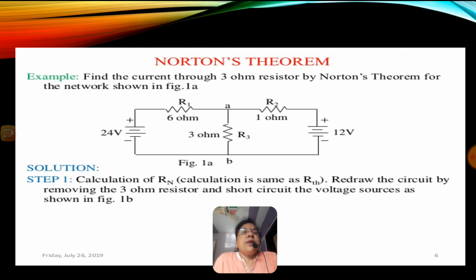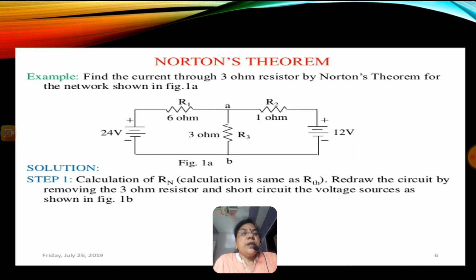Now what is the example? Find the current through the 3 ohm resistor by Norton's theorem for the network shown in the figure. Now the solution we will start. Step 1 is calculation of Rn. Rn calculation is the same as that of RTH, that is Thevenin resistance.